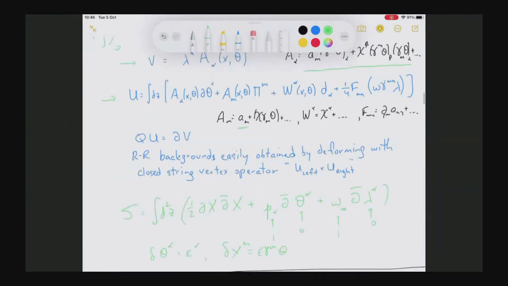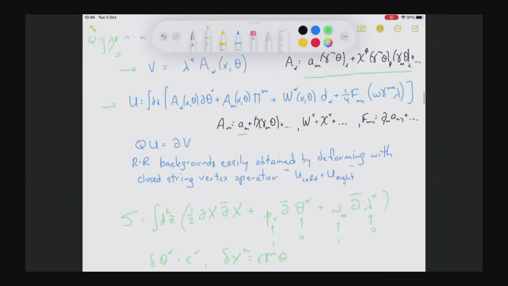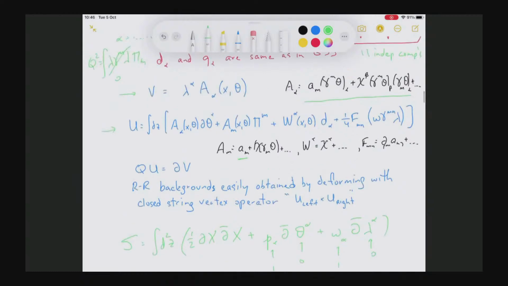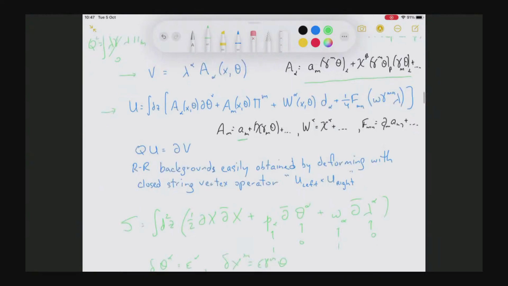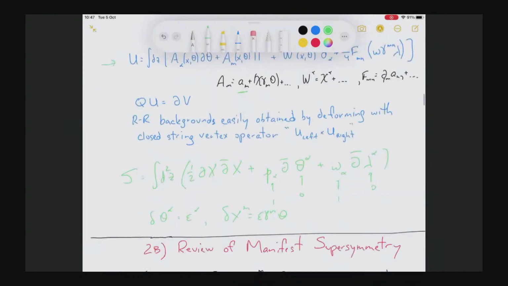Okay, so that's essentially a review. Of course, we can also do Ramond-Ramond vertex operators by taking the closed version of this, which is just you take the left-right product of two open string vertex operators. And by adding that to the flat action, you can just construct Ramond-Ramond backgrounds in a straightforward way. Okay, so that's essentially a review of these three formalisms. Before I go on to the next part, are there any questions?